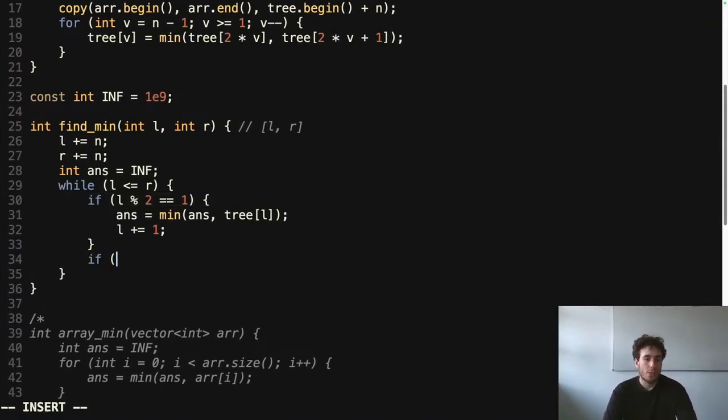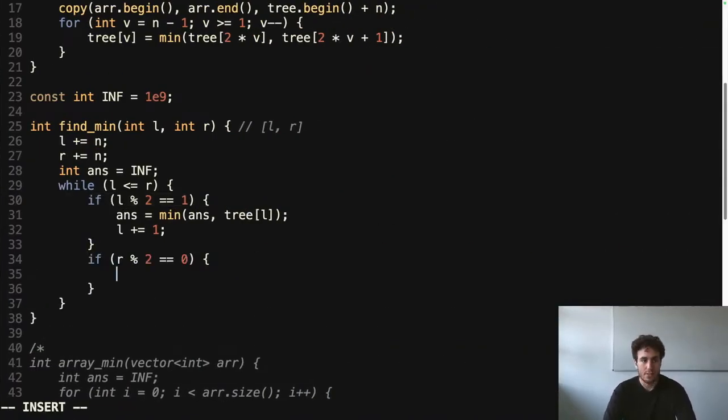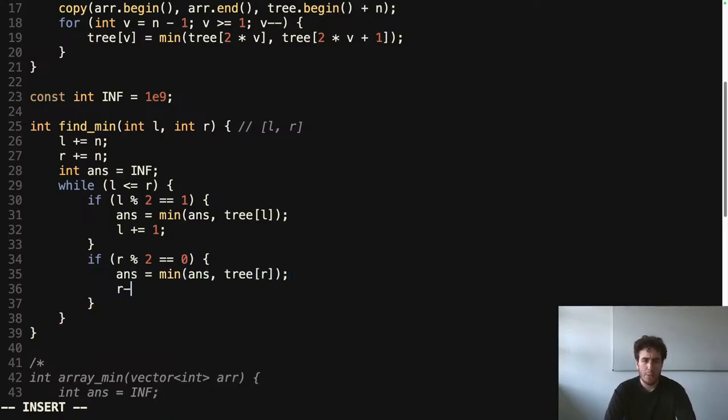So if right bound is even, we again update the answer. We do exactly the same thing. And then we move our right bound into the segment. So we subtract 1 from this right bound. Again, you can do R minus minus. I'm just doing this so that I'm using the most basic C++ syntax so people from other languages can understand.